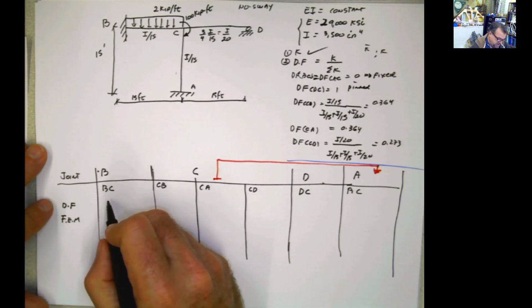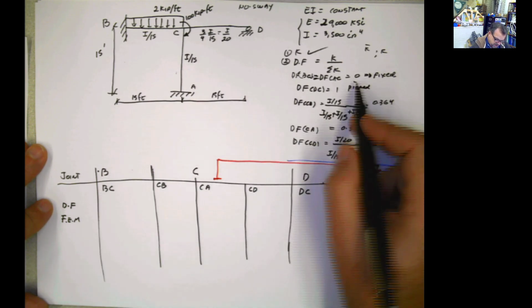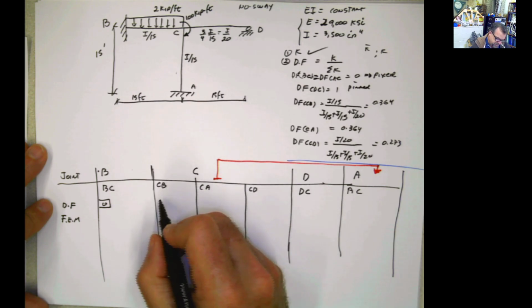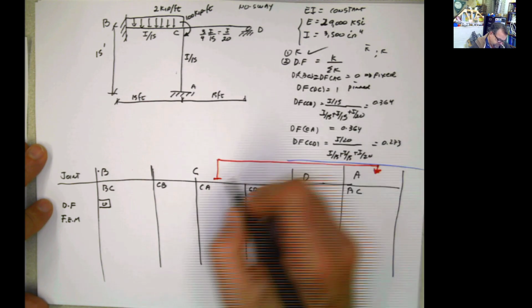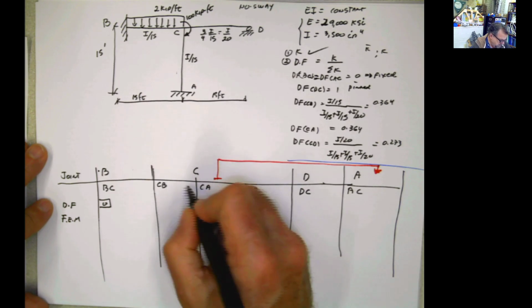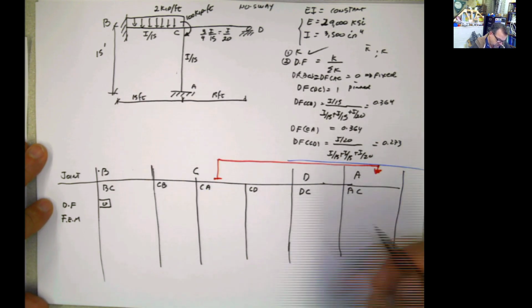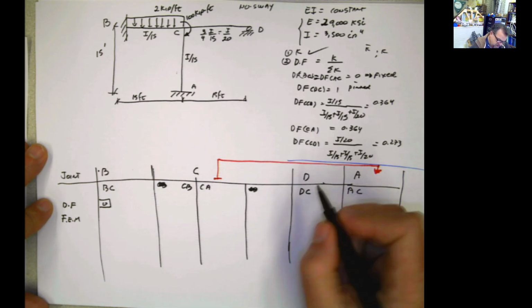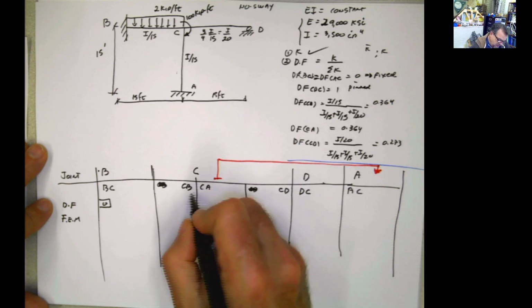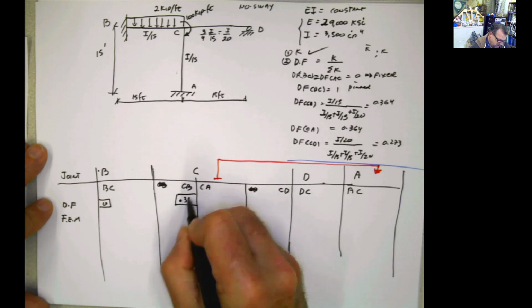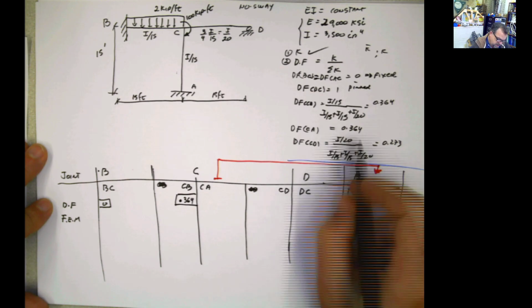Distribution factor for BC, we already calculated that, and it was 0. Distribution factor for CB is 0.364. You should put it here, by the way, connecting both of them together. I'm going to put it here, CB and CD. I should put it there, not you. It's just my OCD kicking in. 0.364, and then CA is 0.364.